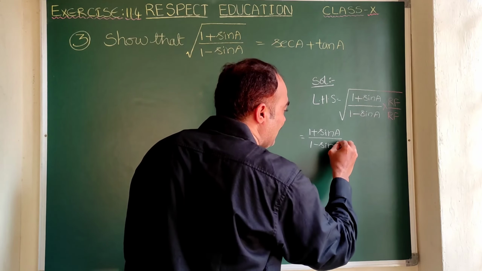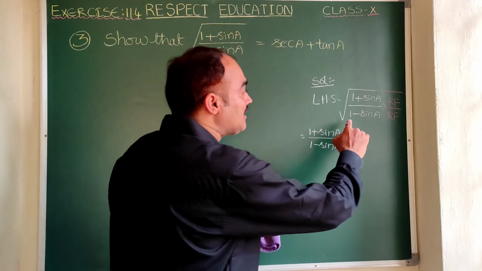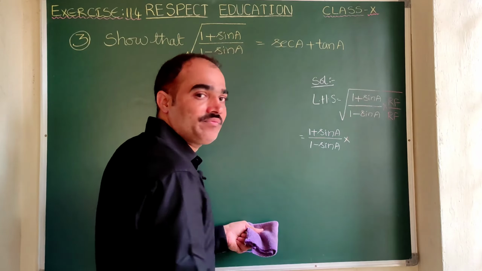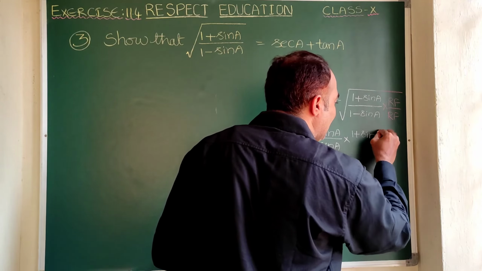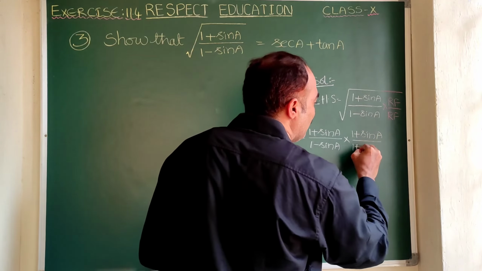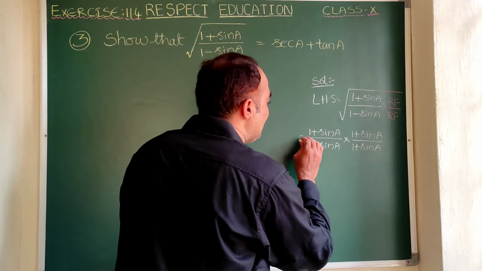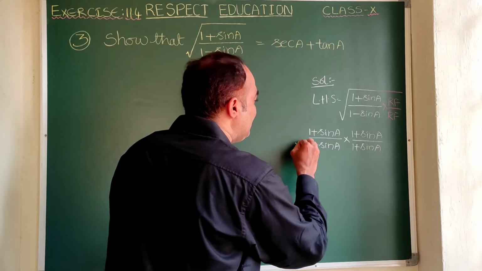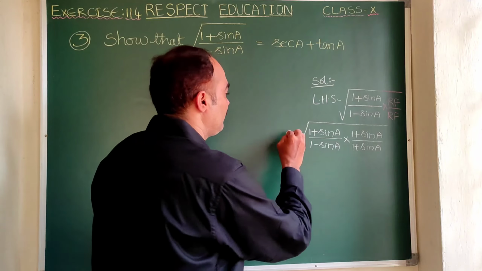Now let us write the given value, that is 1 plus sin A by 1 minus sin A, as it is, into... So what is the rationalizing factor of 1 minus sin A? 1 plus sin A. So let us multiply with 1 plus sin A and divide with the same 1 plus sin A. That means we can multiply and divide with the same quantity. And here you see, this under root is there, so let us maintain the under root till the end.